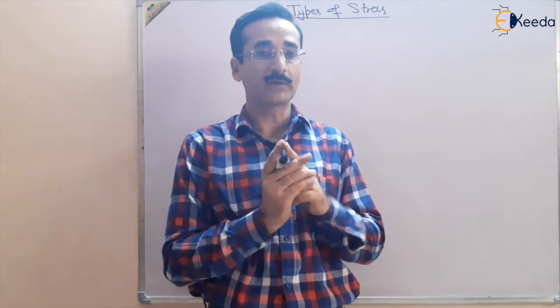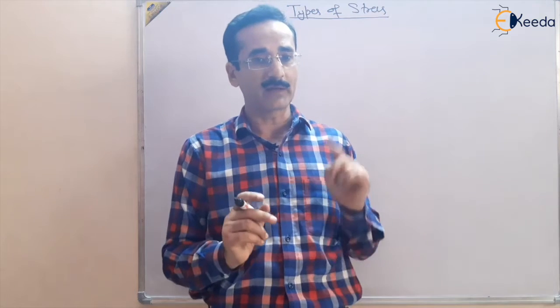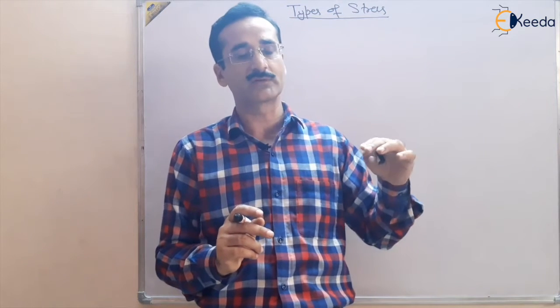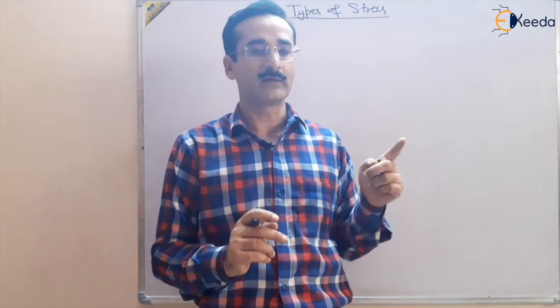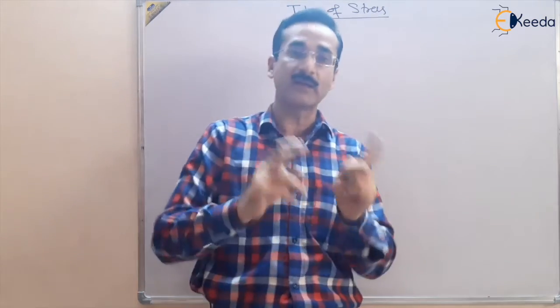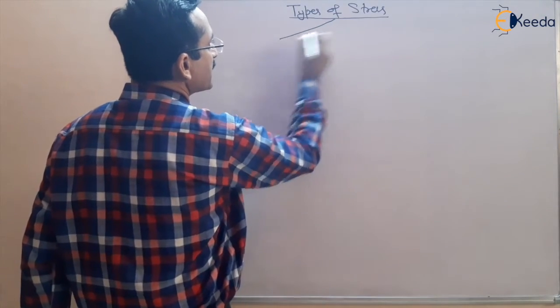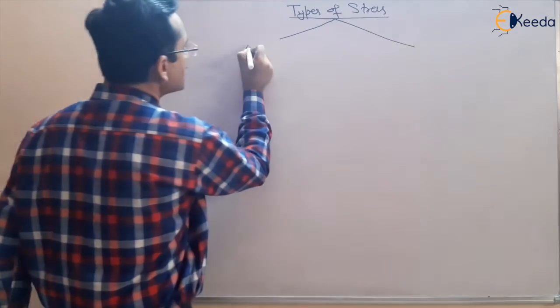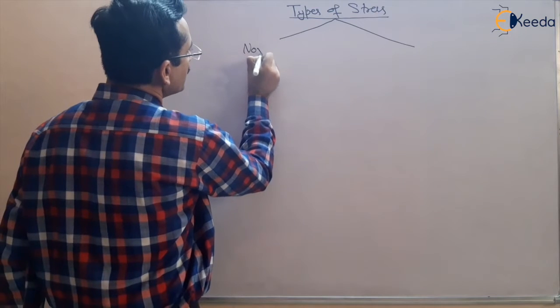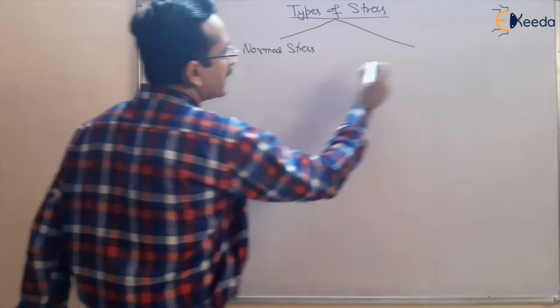If it is acting normal to the area, we say that this is a normal stress. And if it is acting parallel or transverse to the cross section of the area, then we say that this is a shear stress. So we have two types of stresses, normal stress and shear stress, right? So two types of stresses are there. This is a normal stress and shear stress.